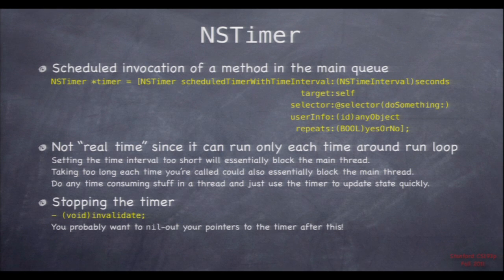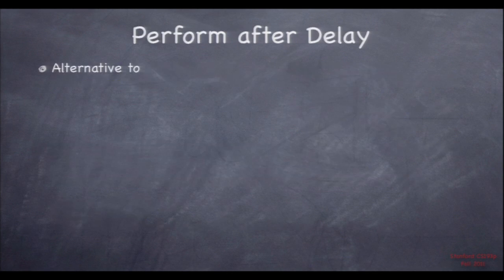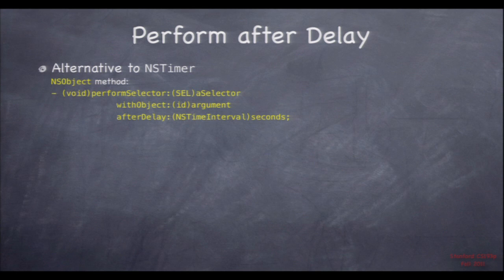Once you call scheduledTimerWithTimeInterval, iOS is going to have a strong pointer to that timer while it's running. But once you stop it by invalidate, it's not going to have a strong pointer anymore. So if you have a weak pointer, your pointer will get nilled out, which is kind of convenient. All right, so performSelector:afterDelay.